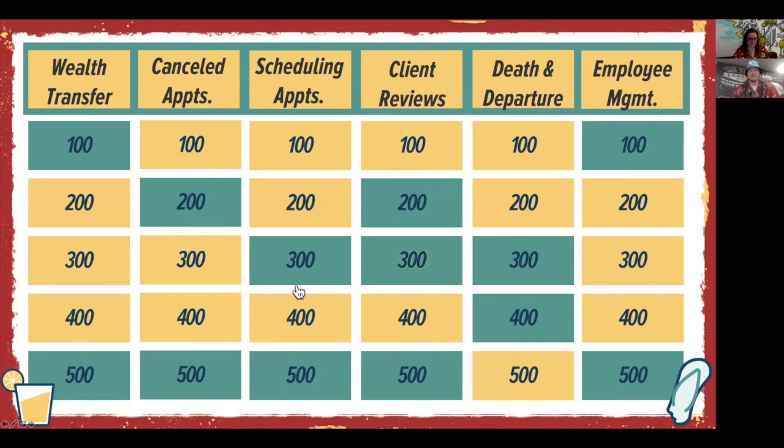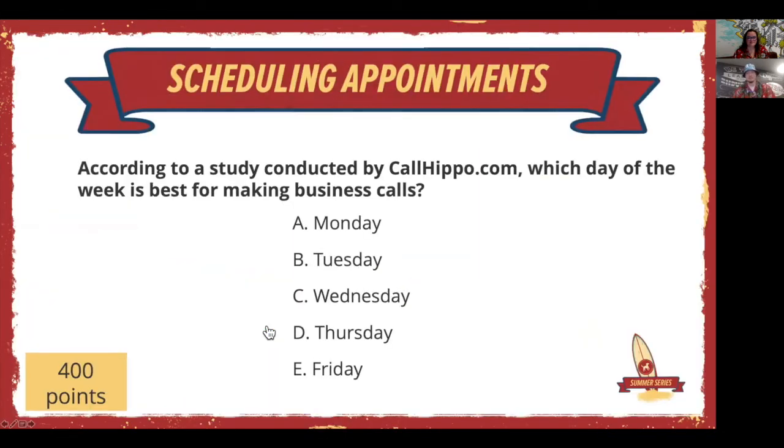Great stuff. Back to the game board. Where are we headed next? Ooh, Michelle was right on it. She says scheduling appointments for 400. Right.